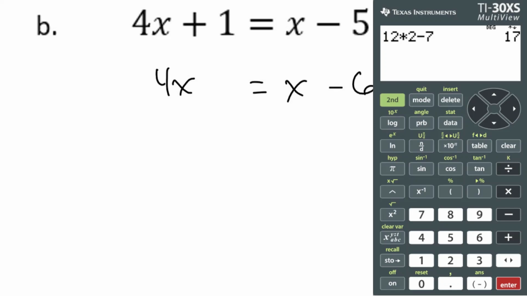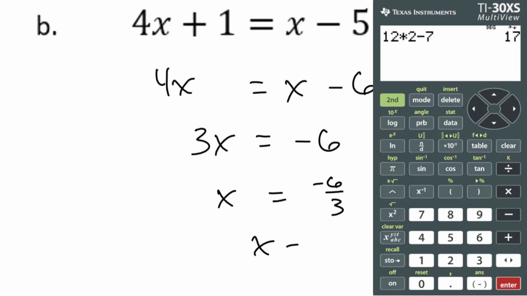Now what am I going to do next to both sides? I'm going to take away an x from each side. On the left-hand side, I've got 4 x's. If I take away 1x, that's going to give me 3, right? If you have 4 apples, take away an apple, you got 3 apples. On the right-hand side, there is an x, but I'm taking 1 away. So instead of having an x minus 6, it's just going to be negative 6 because I took away the x from both sides. And then finally, I'm going to divide both sides by 3. So 3x divided by 3 is x. And on the other side, negative 6 divided by 3 is the same thing as negative 2. So negative 2 is my solution here.